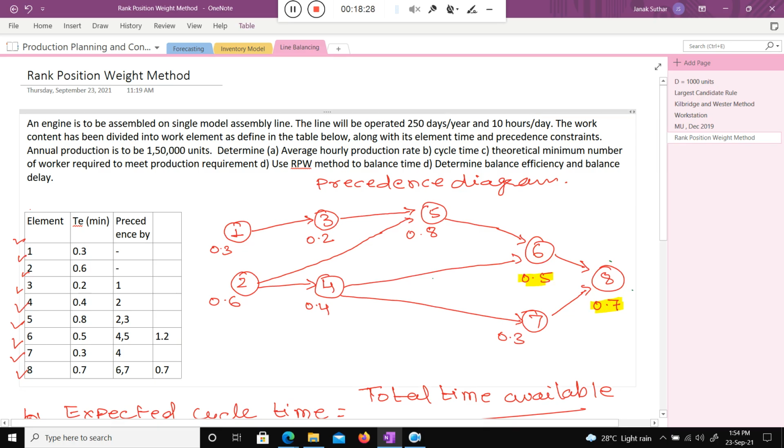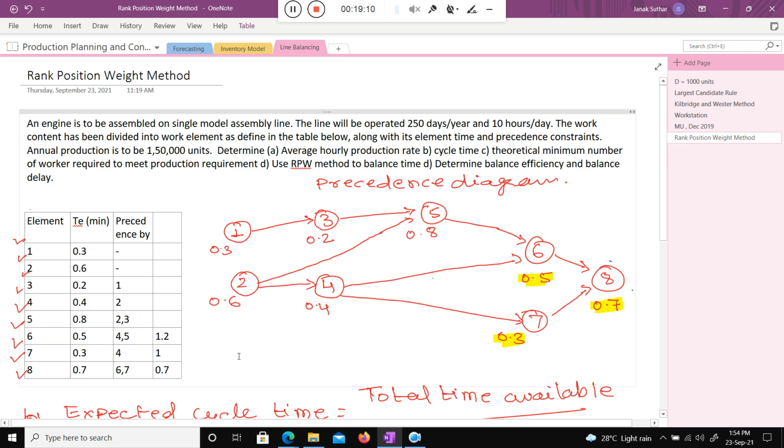Okay, just wait. I want to calculate the weight for element 7. The same process. What is the way to go from 7 to the end work element of that precedence diagram? The end work element is 8. There is only one path available, so you need to consider the work elements related to that path. Here there are two work elements, 7 and 8. So 0.3 plus 0.7, what will be the value? 1. Very good, very good.